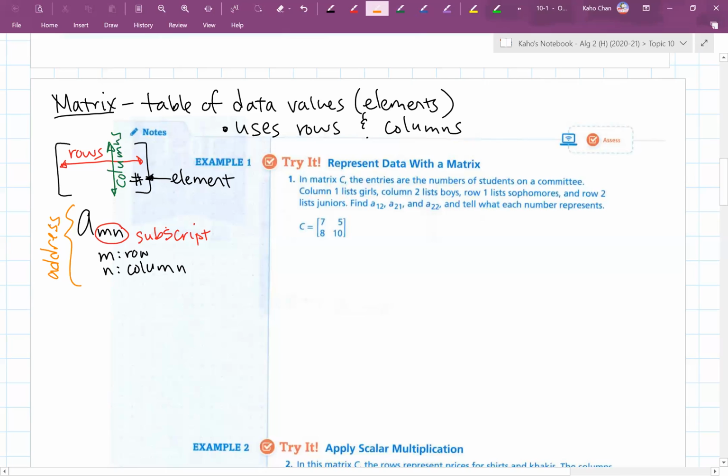The dimension of the matrix is an m by n configuration. This is called the dimension. Let's take a look at number 1 here off to the right. In matrix C, notice the letter C is capitalized. Matrix names are capitalized.